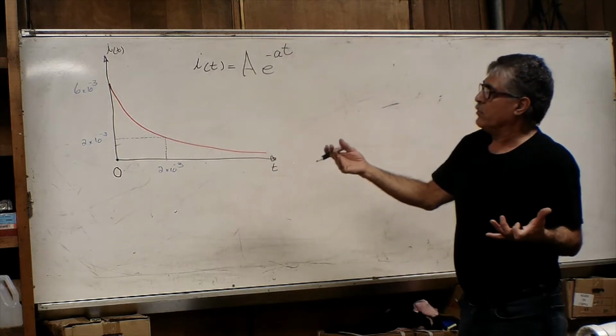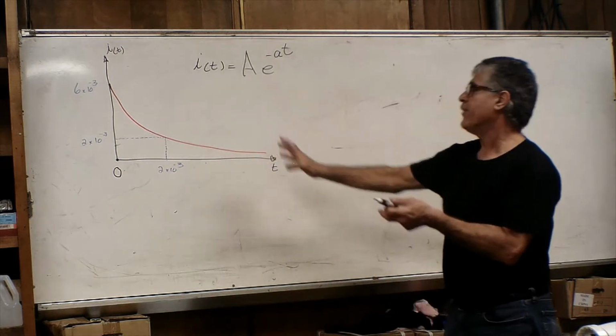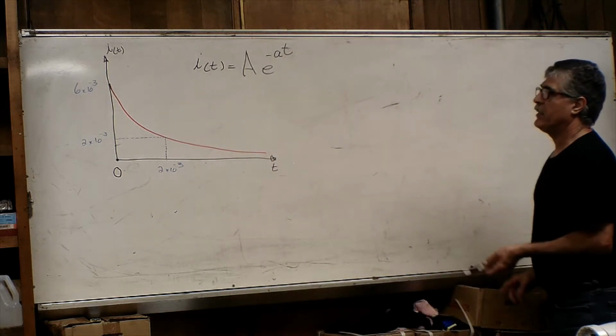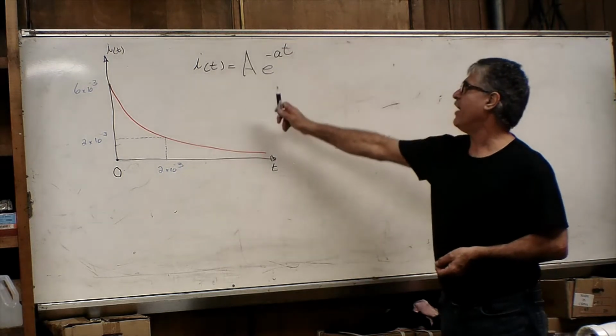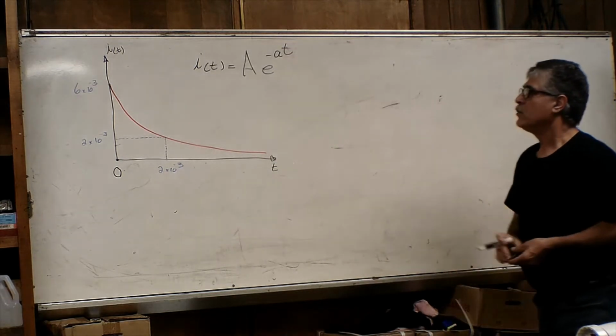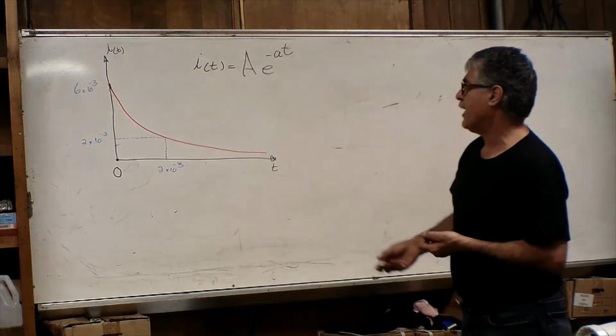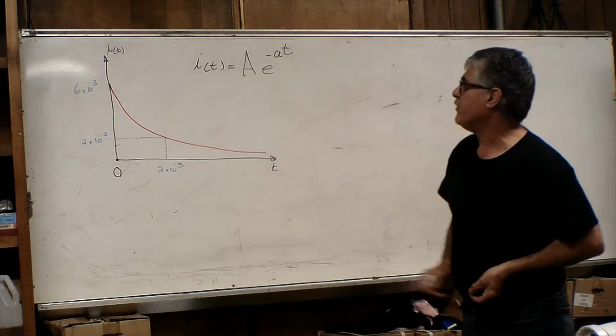So in order for us to express this graph in a mathematical expression, we have to find the values for A and small a. We can do that by using the information that the graph is giving us.